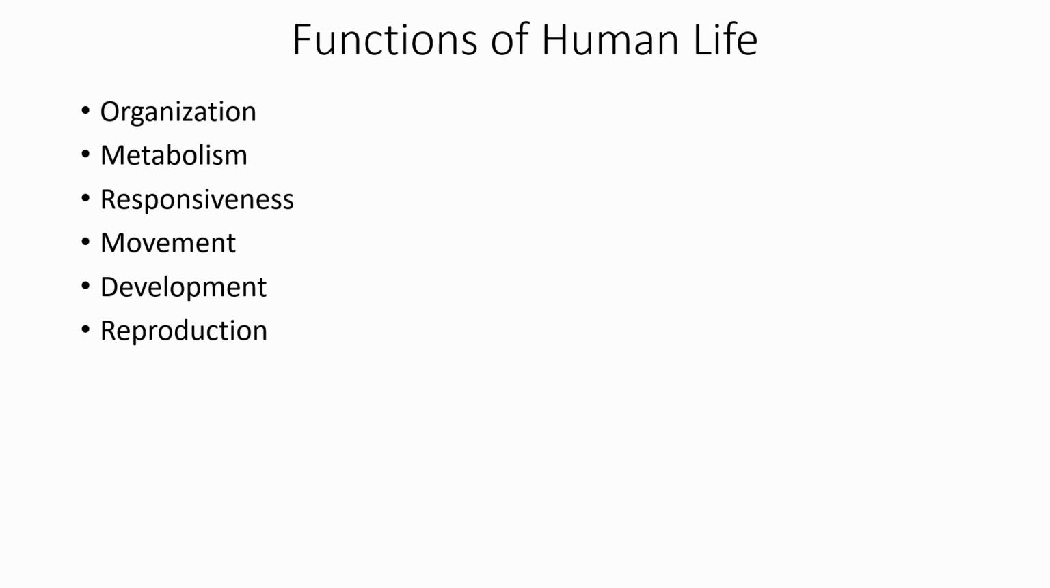So what are the functions of human life, right? These are the things that you have to be able to do to be considered alive, basically. We need organization, so you have to be organized like cells and tissues and organ systems. You need to be able to conduct metabolism, where we're talking about all of the chemical reactions happening within the body. Responsiveness is another function, meaning we respond to things, both things that happen within our body, but also things that happen in our environment.